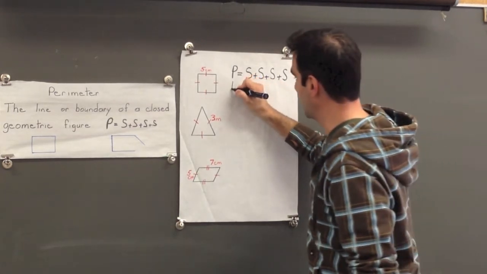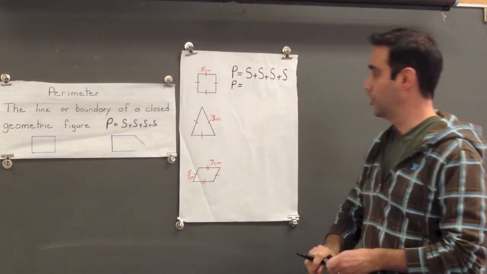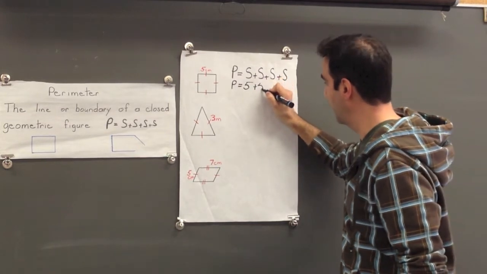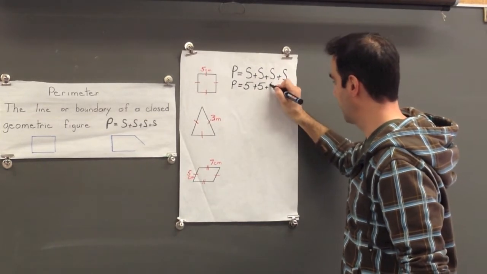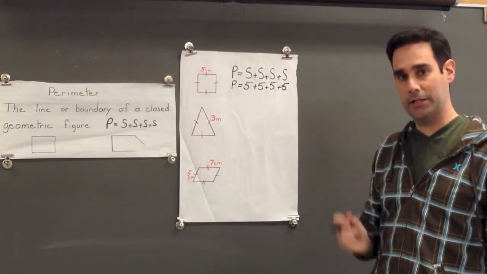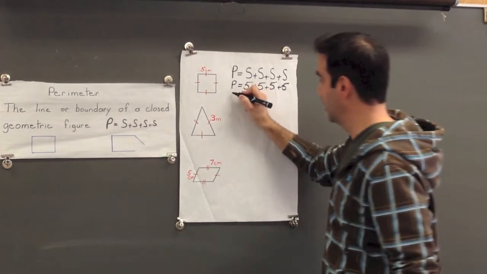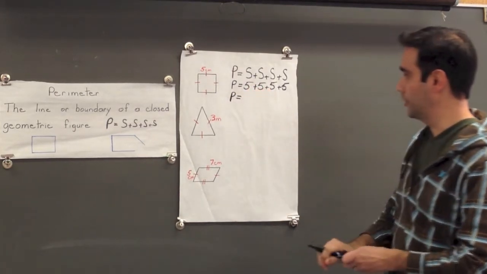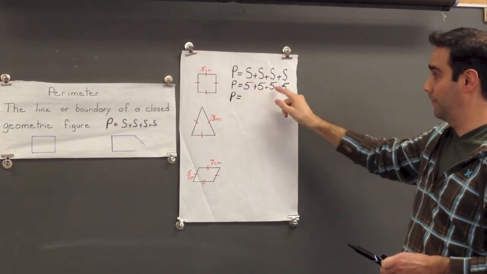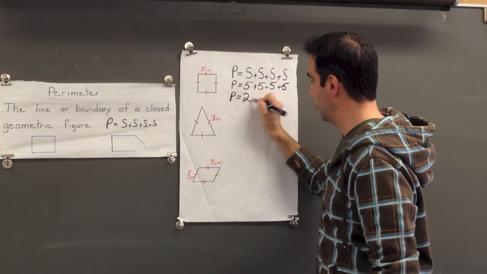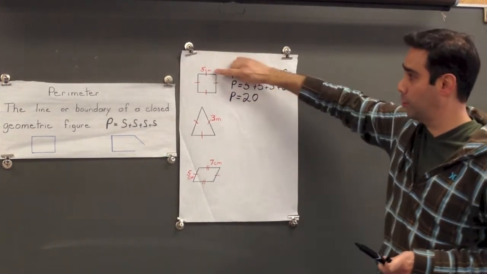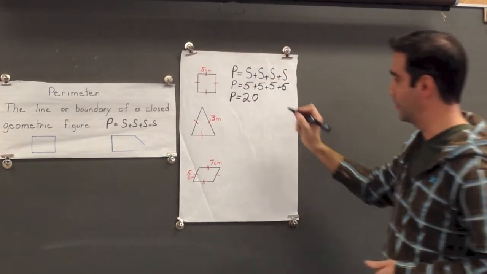So I'm going to go P equals, well, this side is 5, plus this side is 5, plus this side, plus that side. So that's my second line to my formula. It's time to do my third line. P equals, now I just add up my formula. P equals 5 plus 5 plus 5 plus 5. 5, 10, 15, 20. So P equals 20. Now I'm not finished. It's not just 20, it's 20 centimeters. So I have to put the centimeters in there.